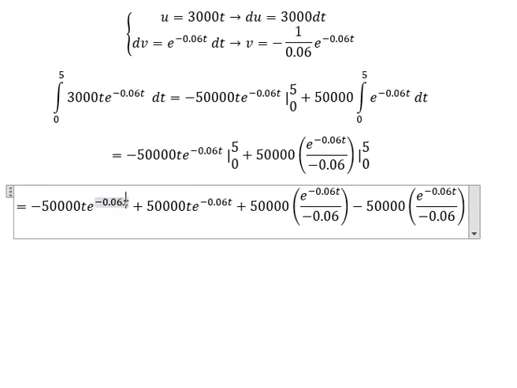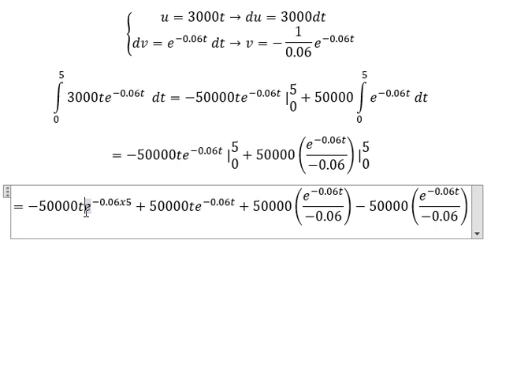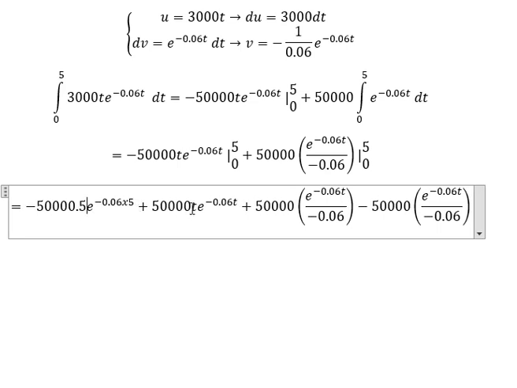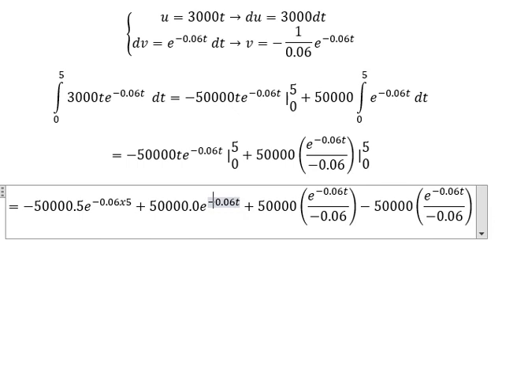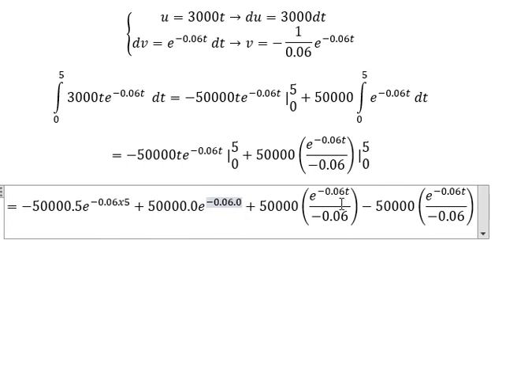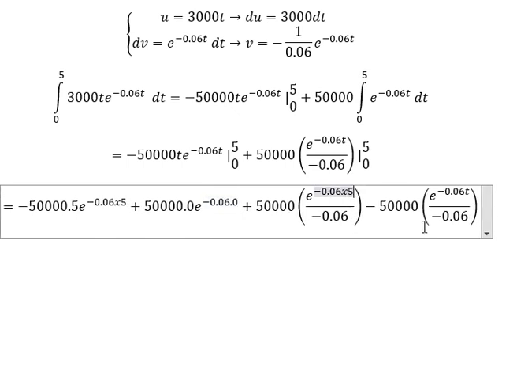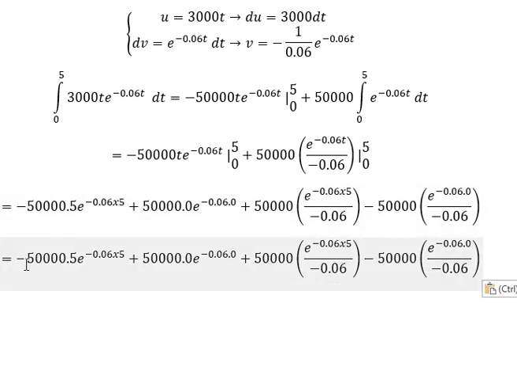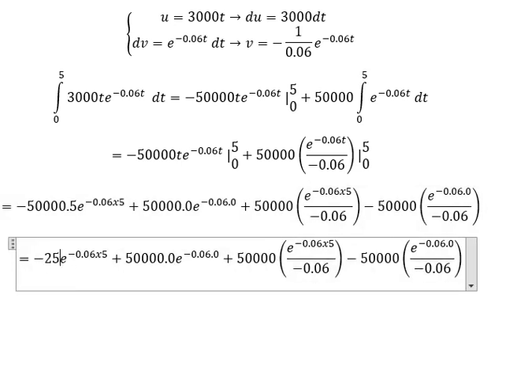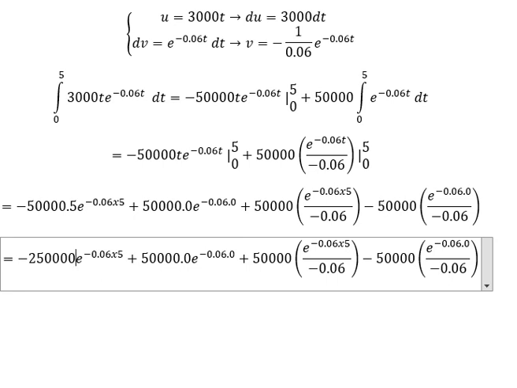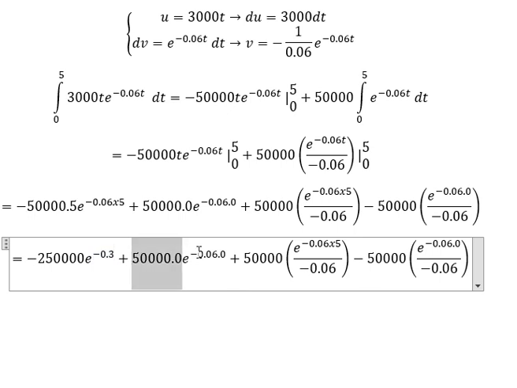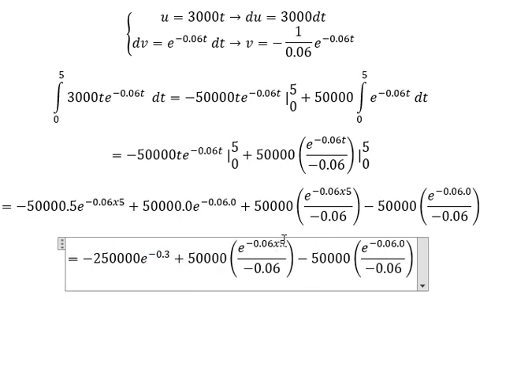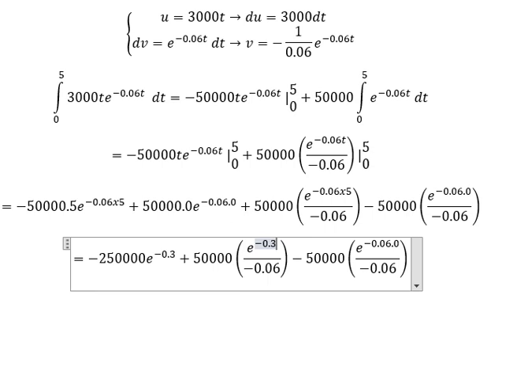So I will put 5 in here, 0 in here, 5 in here, 0 in here. This one we have negative 250,000. This one we have negative 0.3. This one you get 0 in here. This one you get negative 0.3.